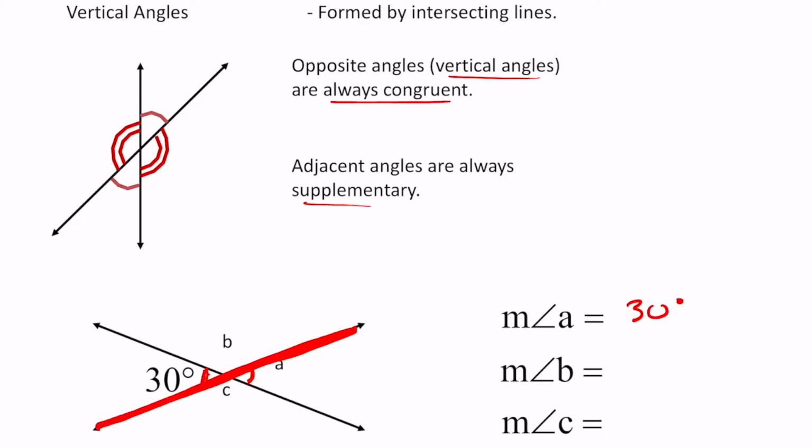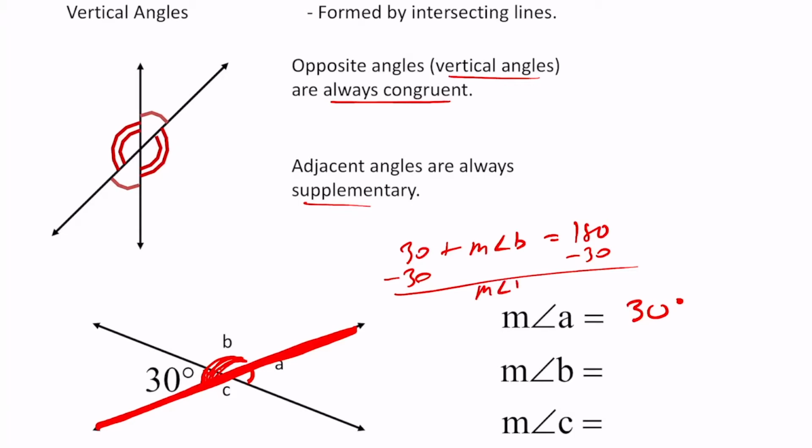So if 30 degrees plus the measure of angle B, those two together, this right here, should equal 180 degrees. And this is going straight back to solving equations. If I want to know the measure of angle B, 30 is being added to it. I'm going to do the opposite of that. I'm going to subtract 30. So the measure of angle B is going to be 150 degrees. So this is 150 degrees.